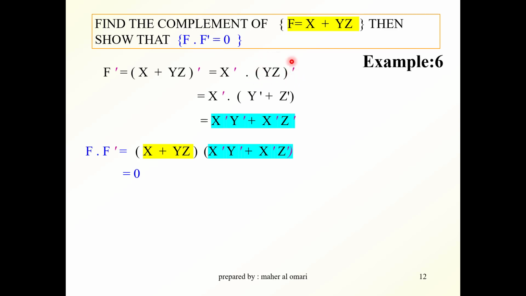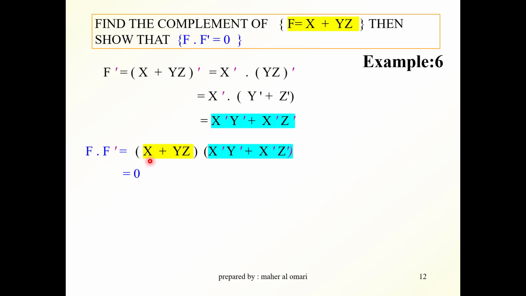Okay, apply De Morgan's theorem here. Take the complement inside. So this is Y bar ORed with Z bar. Now distribute the AND over the OR. So this is equal to X bar ANDed with Y bar ORed with X bar Z bar. Now let's find out what F ANDed with F bar is. This is F and this is F bar.